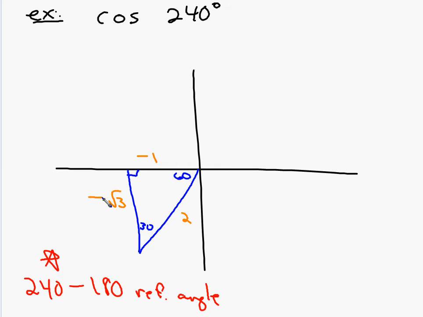So then, what am I asked to find? I'm asked to find the cosine of which angle? It's the 60-degree angle. So cosine is adjacent over hypotenuse. So the adjacent side is -1, the hypotenuse is 2, and there's my value, -1/2. A little review of how to use the bow tie.